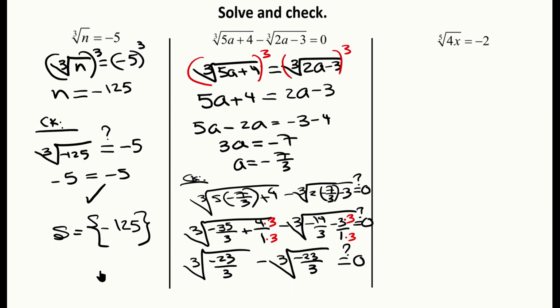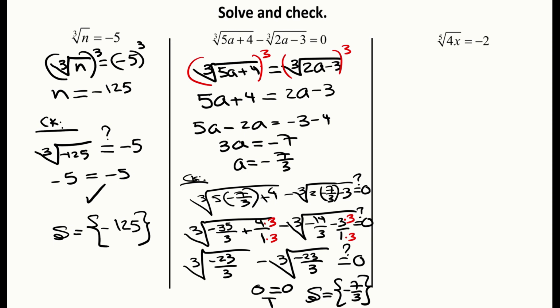So of course that's 0. So we get 0 equals 0. So we made it true. Therefore, negative 7/3 was indeed a solution of that equation. So we get S equals the set containing negative 7/3, just like that.